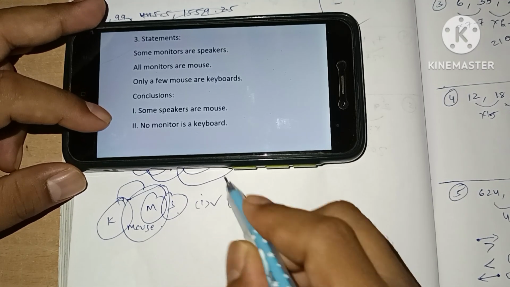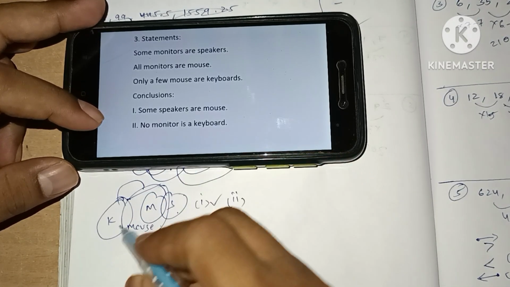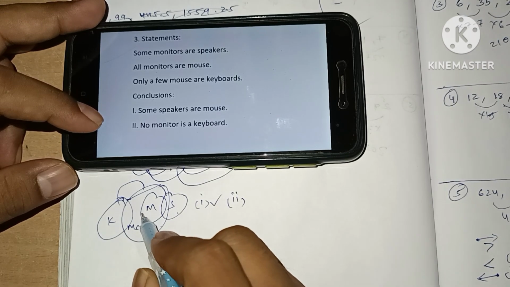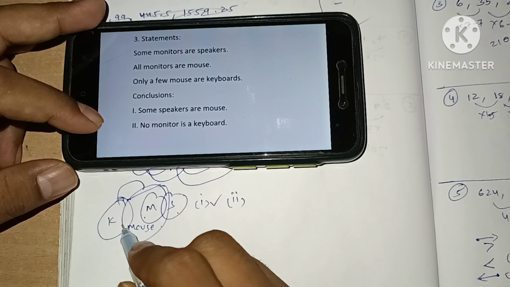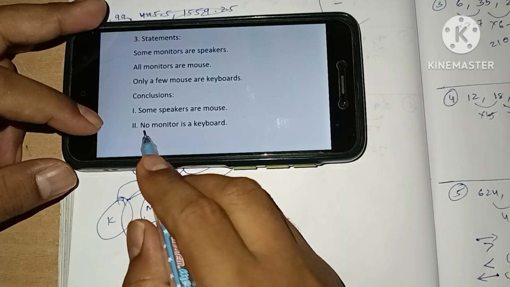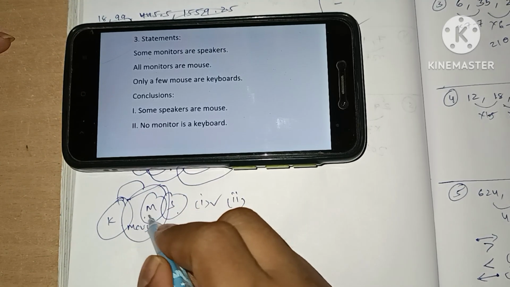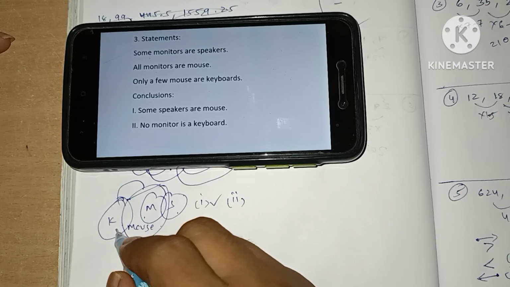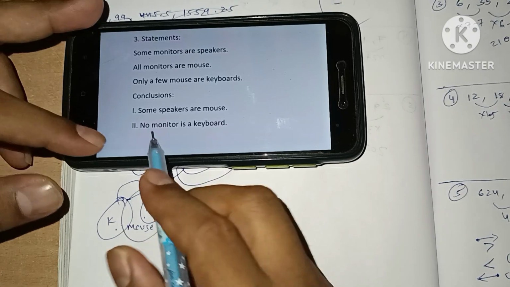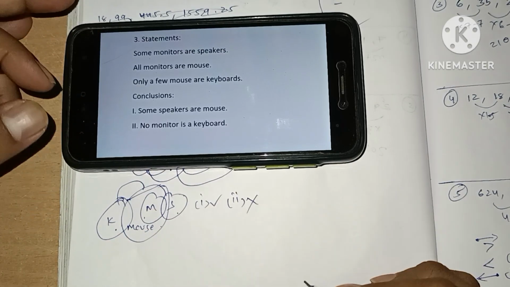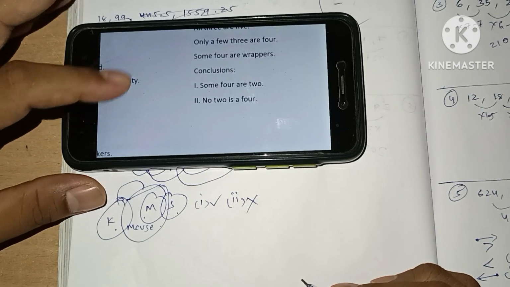Second conclusion, no monitor is a keyboard. Here this is monitor and this is keyboard. Here we are talking about no. We check whether some monitor can share with the keyboard. It is possible. Some case is possible means no case fails. Now we are going to see question number 4.